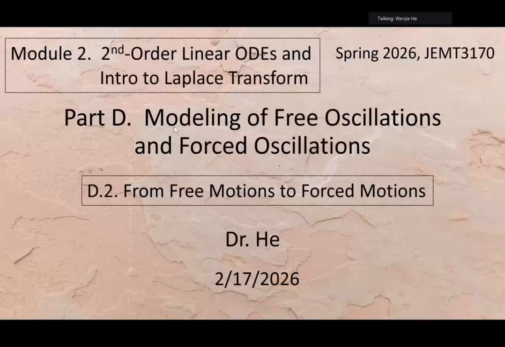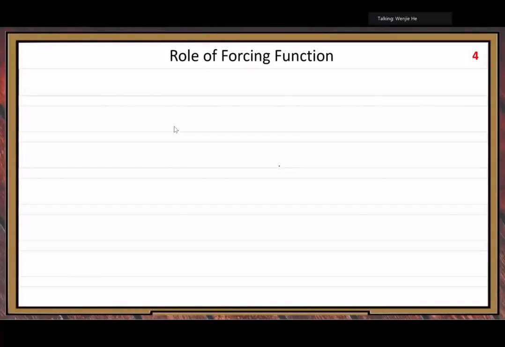Next, D.2, from free motions to forced motions. Free motion means no external force, so all of the forces we treat as internal force. This time we consider external force, so forced motions. Now we study the forcing function, the external force part.